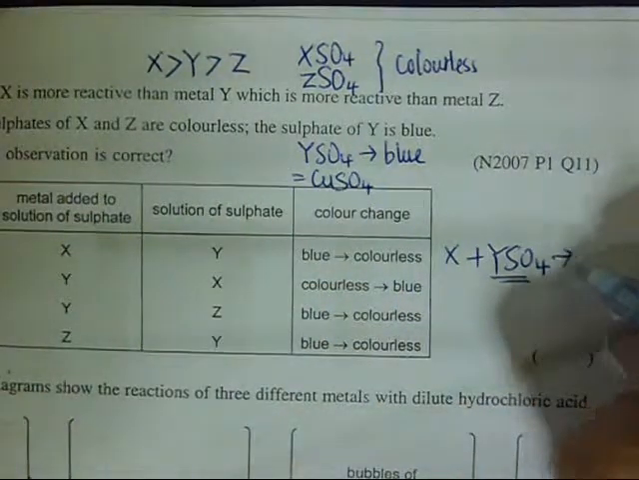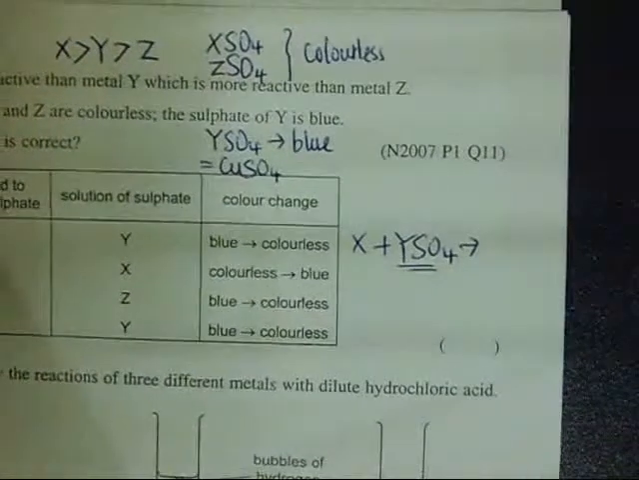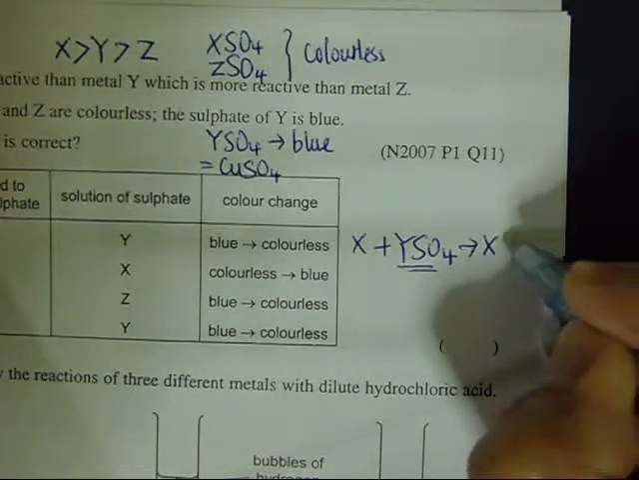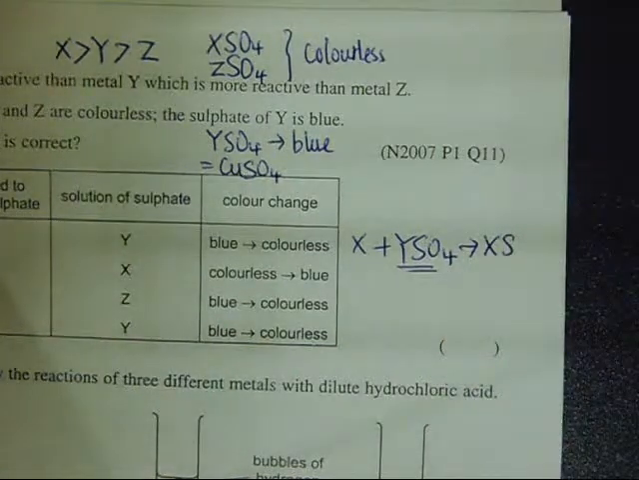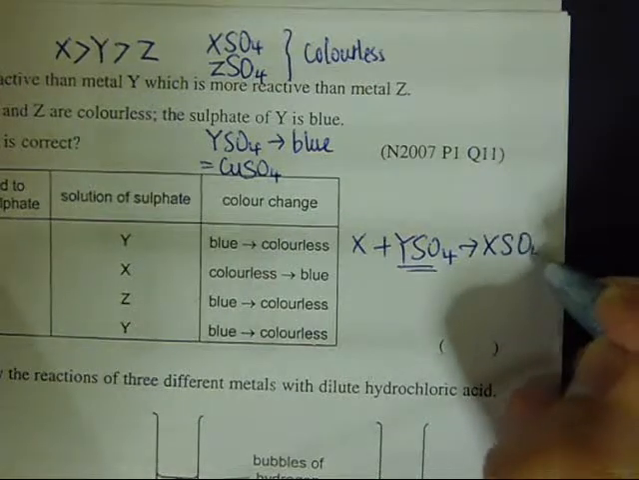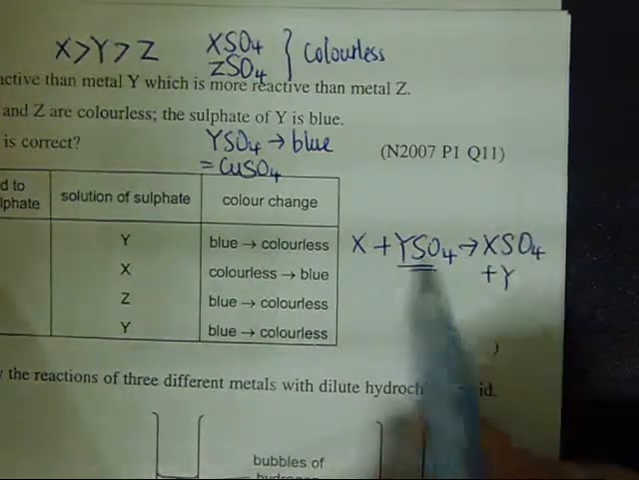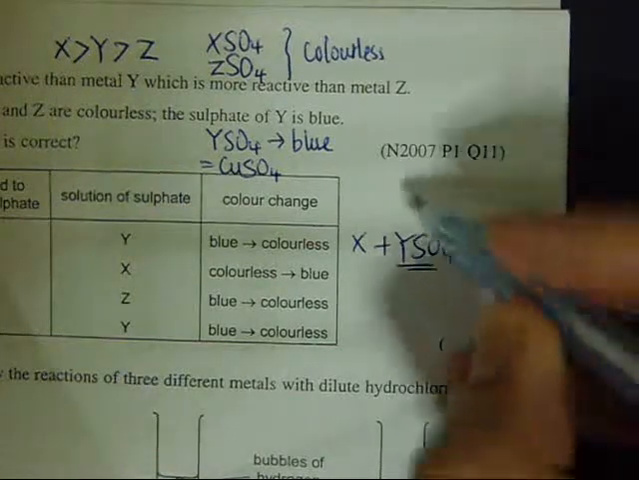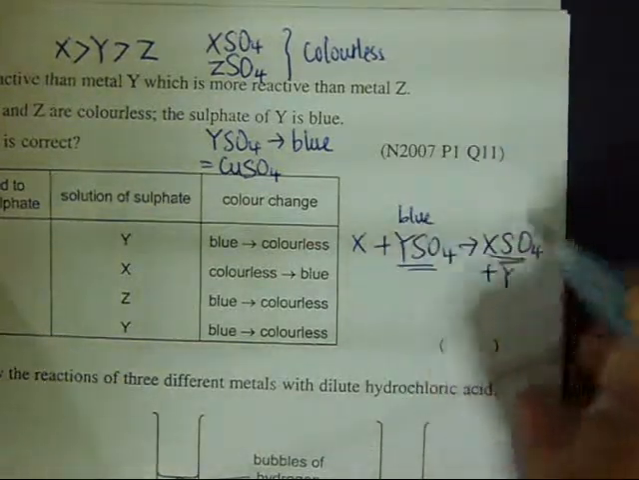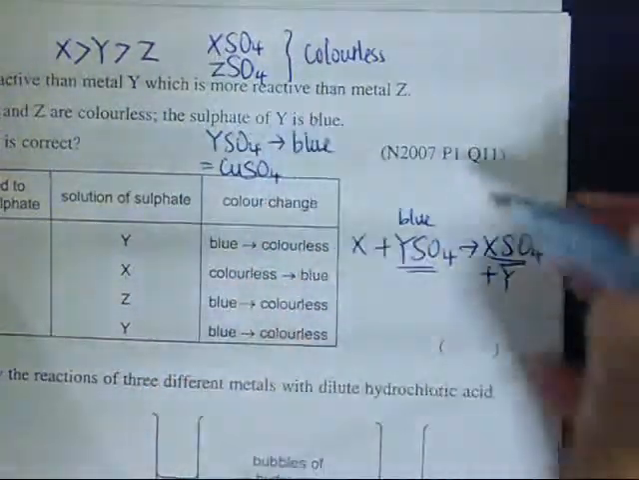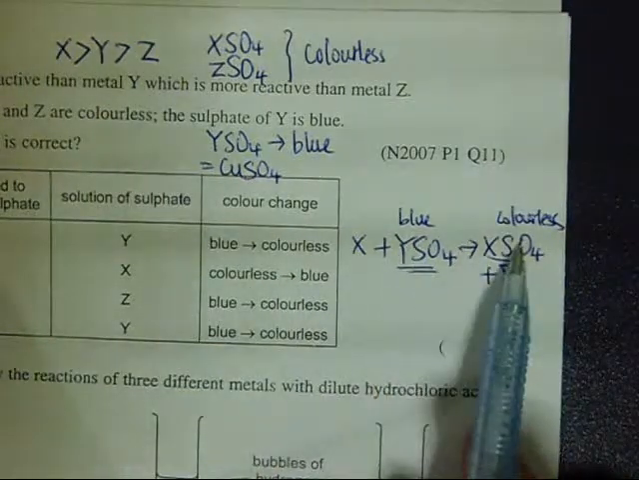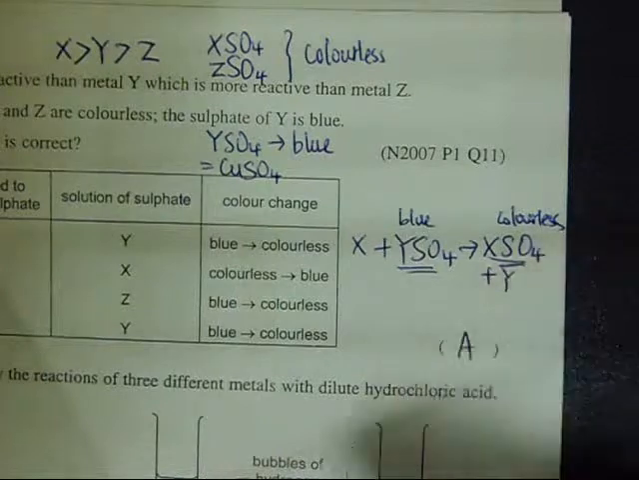So X is more reactive than Y, meaning that if X and Y sulfate is added together, since X is more reactive than Y, X will displace Y from its sulfate solution, meaning that the Y will be left alone and then the X and the sulfate will join together, will combine. So this is blue, this one is X sulfate, is colorless. So the color change would be from blue to colorless. So the answer is A.